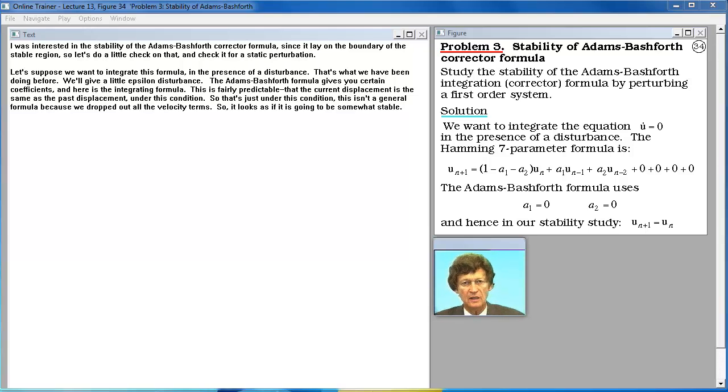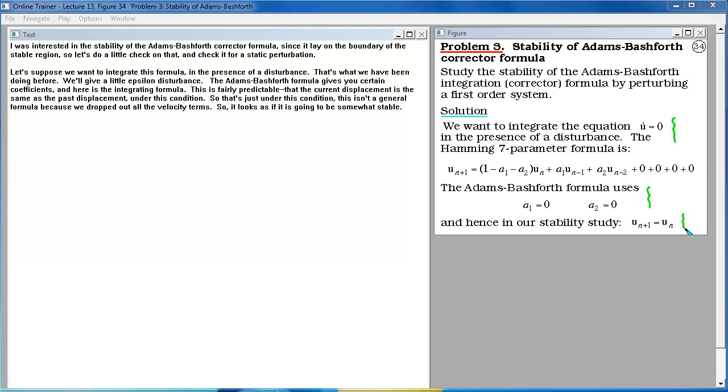I was interested in the stability of the Adams-Bashforth corrector formula, and since it lay on the boundary of the stable region, let's do a little check on that and check it for a static perturbation. Let's suppose we want to integrate this formula in the presence of a disturbance. That's what we've been doing before. We'll give a little epsilon disturbance. The Adams-Bashforth formula gives you certain coefficients, and here is the integrating formula.